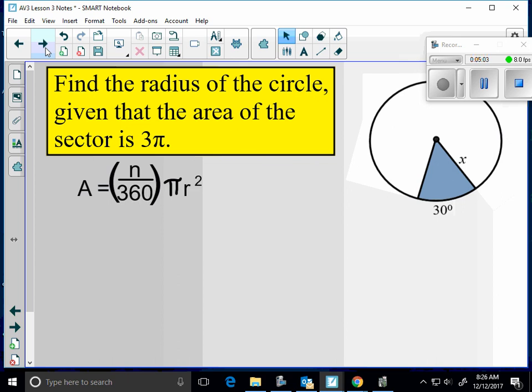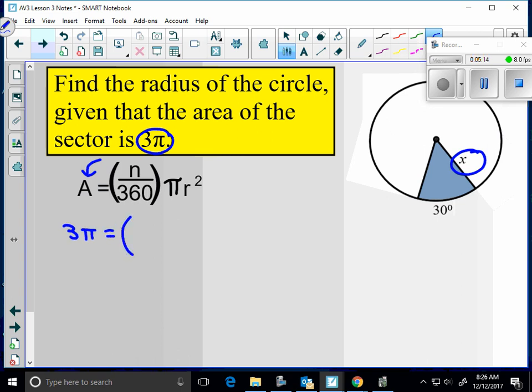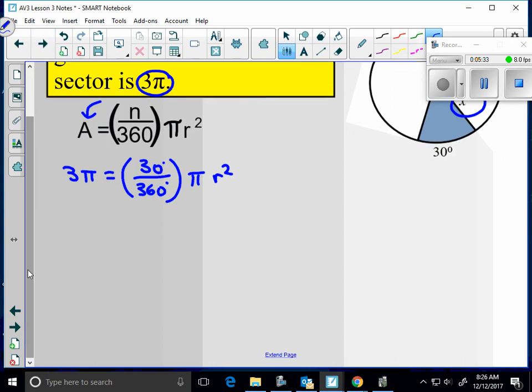So I want to find the radius now. That's my unknown value. We're going to call that x. If the area of the sector is 3 pi, so I know the area here is 3 pi. So 3 pi equals, what is n going to equal? It's given. What is it? 30, right? I was given that in the diagram. So now the variable that I'm looking for is r, or in this case, we could call it x.